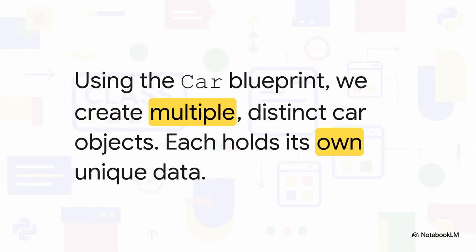And this is where it all clicks into place. Using our single car class, our one blueprint, we can stamp out as many individual car objects as we want. See? We've got car 1 and car 2. They were both made from the car class, but they're totally separate. They hold their own unique data. One's a Toyota, one's a Honda. This is the heart of what makes OOP so organized.